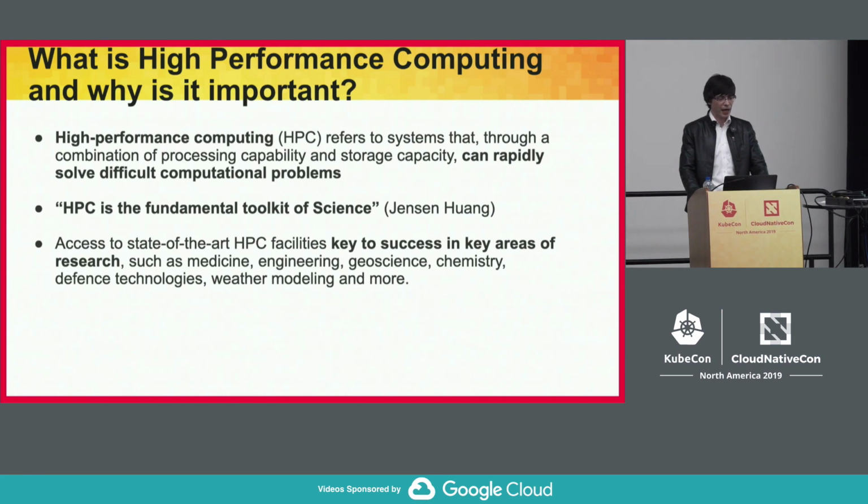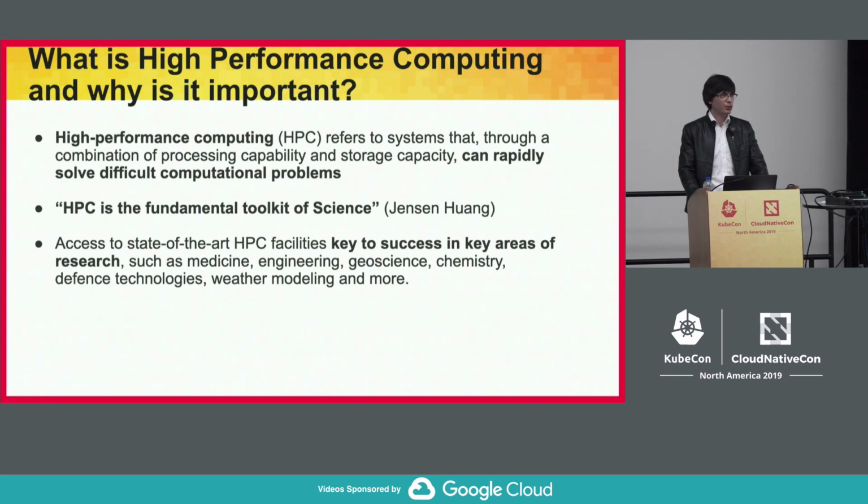Starting with a definition, high-performance computing refers to systems that, through a combination of processing capability and storage capacity, can rapidly solve difficult computational problems. In my own words, I would describe a typical HPC system as thousands or tens of thousands of high-performance nodes connected with non-blocking fabric, and also a collection of storage nodes connected to the very same fabric. By combination of special software, typically MPI, and the high-performance network with offload capabilities, we can take those thousands of nodes and make them act as one. And this allows us to solve some of the most computational problems that our scientists face.